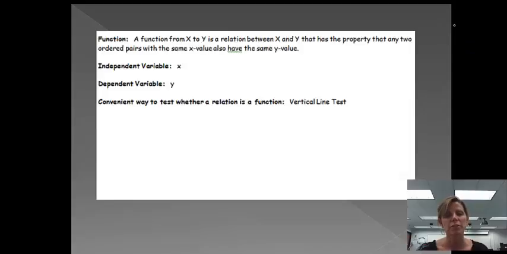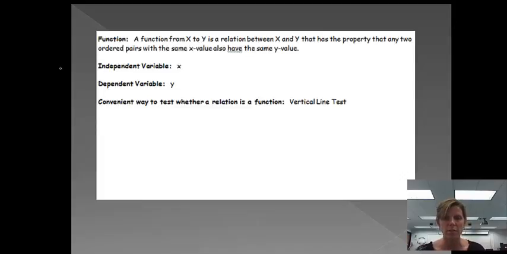All right, first of all, before we go into evaluating functions, I just want to make sure that we remember what a function is. Pretty much everything that we use in calculus is generally a function. The formal definition of function is just a relation between x and y that has the property that any two ordered pairs with the same x value also have the same y value.